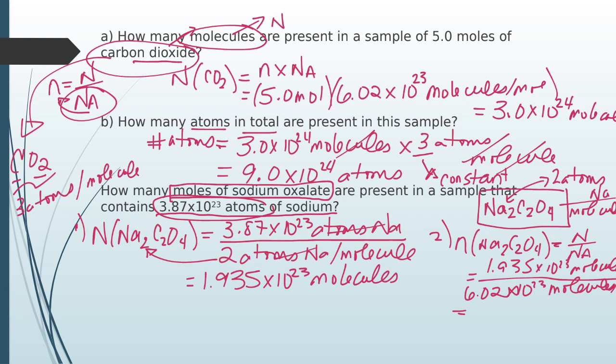I need to round this to the proper number of significant figures. All I've done is either multiplied or divided in this particular question. And the data that they gave me was 3 sig figs. So I'm going to round this to 0.321 mole.